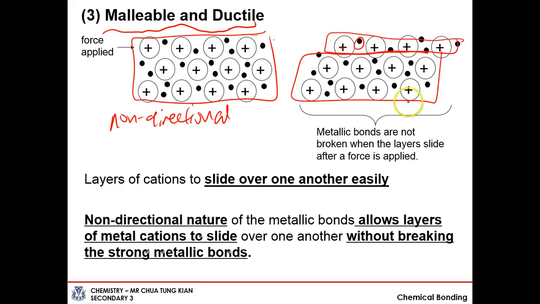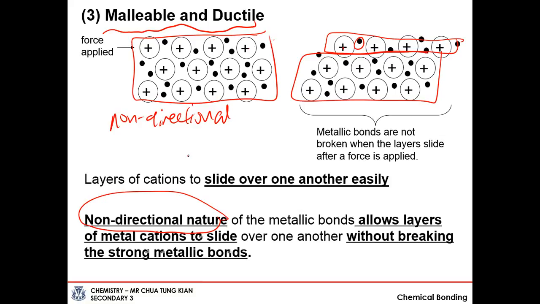So all in all, the non-directional nature of the metallic bond prevents the layers from breaking apart. Okay, so the layers can slide without breaking apart. This gives rise to its malleable and ductile properties. Malleable basically means that if you hit the metal, it dents without breaking. If you compare this to glass, if you hit the glass hard enough, the glass will shatter and break. So glass is not malleable.